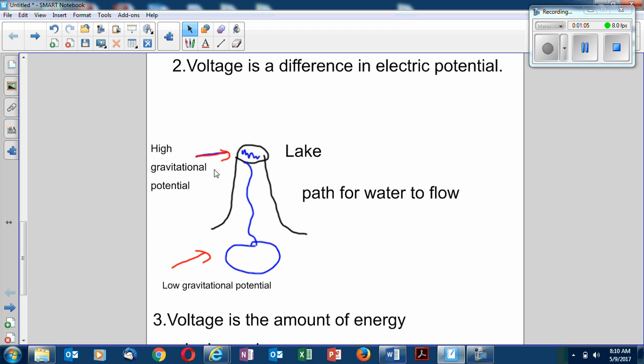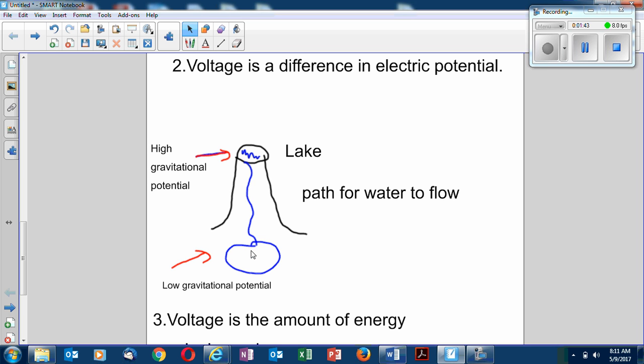We can say that on the top we have high gravitational potential because if there is a path for the water to flow down the hill, it will definitely flow because it's at a higher point. So we're at a high gravitational potential. On the bottom, we're at a low gravitational potential because if you try to make water flow from the lake over here, it's never going to flow up the mountain. So as long as there is a path for the water to flow, it will always go from high gravitational potential to low.